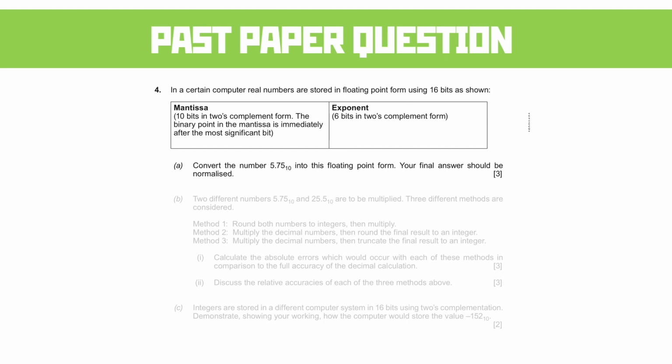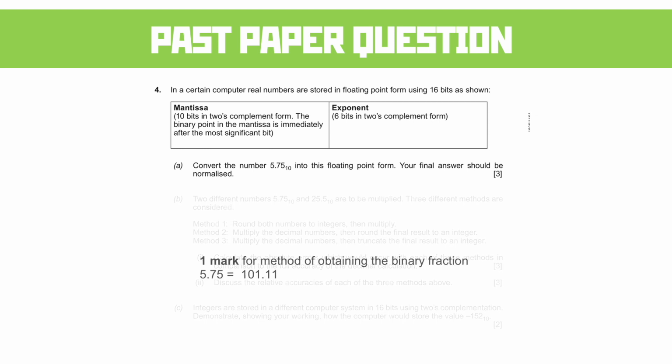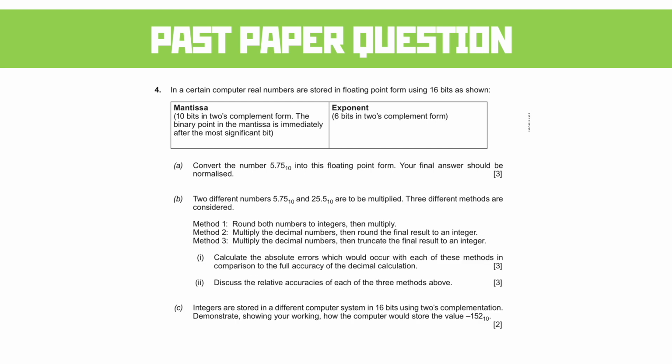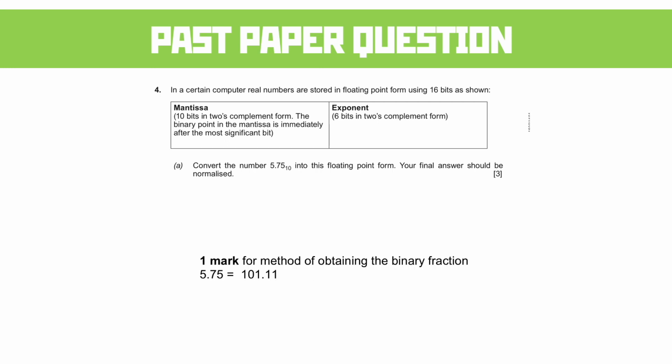So, how does the mark scheme break this down? Because this is AS content essentially, isn't it? Well, you get 1 mark for obtaining the binary fraction. So we're looking for 101.11, which is all we need to represent 5.75. Of course, to normalize it then, we need to put it in 2's complement, so we'd add an extra 0 at the beginning because the negative value is turned off.